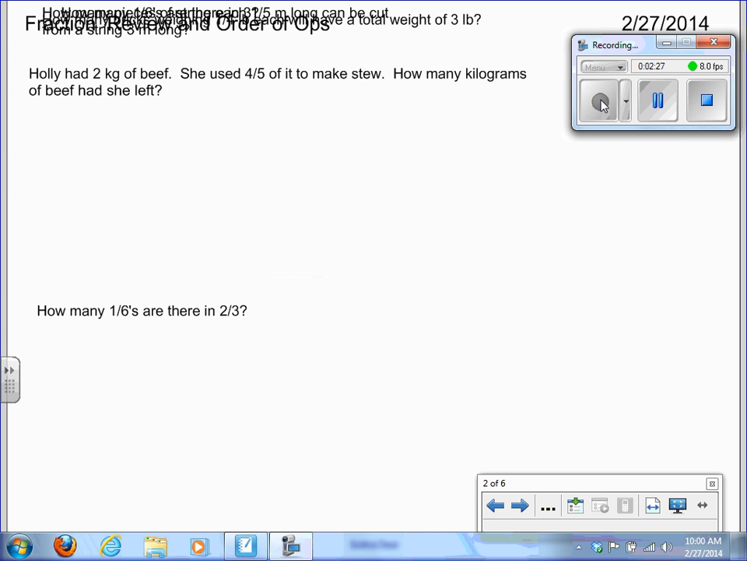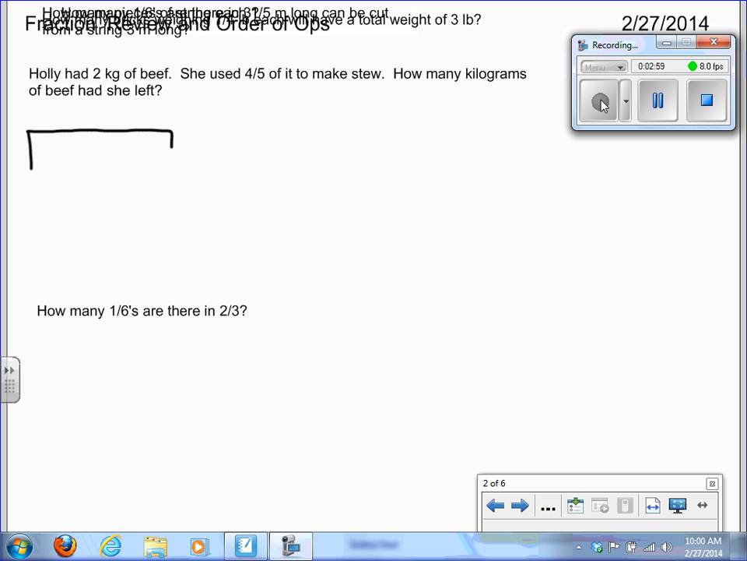Holly had 2 kilograms of beef. She used 4/5 of all of it to make stew. How many kilograms of beef did she have left? Okay, this one's a little bit different. Sorry, it says how much she had left. What do we have to do, Ryan? Well, you have a subtraction problem. Yeah, right? So, how much of her beef is left?